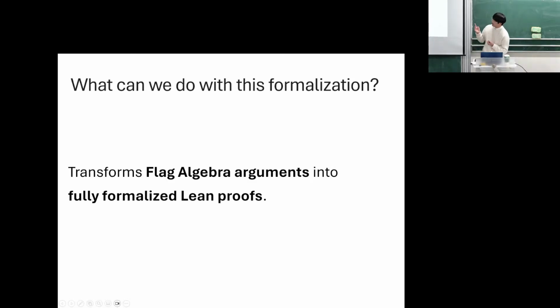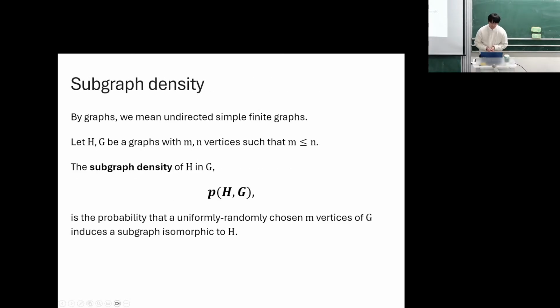Then what is a flag algebra argument? Let's go through the basic idea. First, we need to define the concept of subgraph density. Throughout this presentation, all graphs are assumed to be undirected, simple, and finite. Let H be a graph with m vertices, and G be a graph with n vertices. The subgraph density of H in G, denoted as p(H, G), is the probability that m uniformly randomly chosen vertices of G induce a subgraph isomorphic to H.